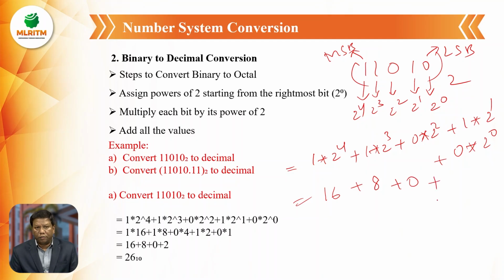1 into 2 power 1. 2 power 1 we can write as 2. 1 into 2 will get 2. 0 into anything will get 0 only. 16 plus 8 plus 0 plus 2 plus 0 will get the value 26 to the base 10. Base 10 is nothing but decimal.